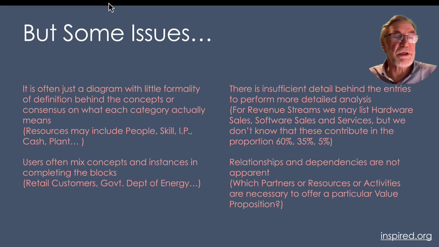But there are some issues. Often the canvas is done just as a diagram with little formality of definitions behind the concepts or consensus on what each category actually means. For example, we may have a box for resources, and some may interpret that as people, others as skill, others as IP, others as cash, maybe plant, and so on.